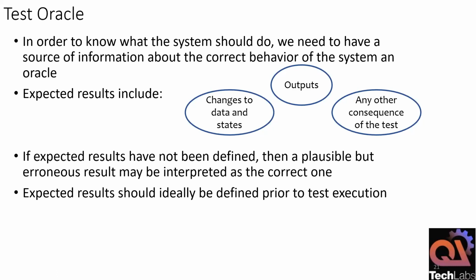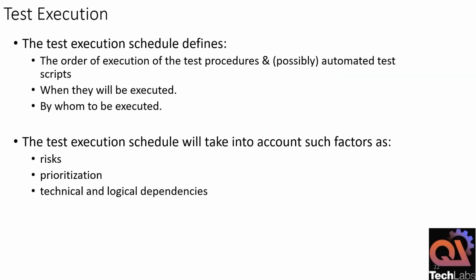Expected results should ideally be defined prior to test execution. It's not like what you see is the correct thing. No. You have to define it beforehand and then test it. Test execution. In which order should you execute? Should I execute everything every time? That is a question you have to ask. By whom does it have to be executed? What is the risk? What is the prioritization? What are the technical and logical dependencies?